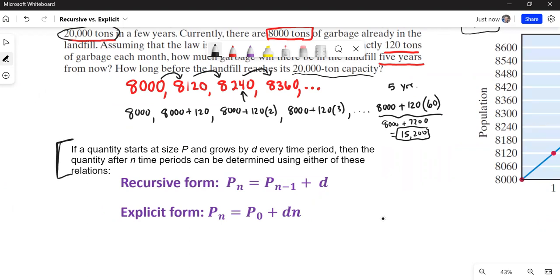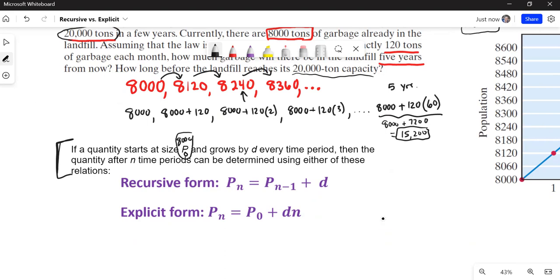He says if a quantity starts at size P naught, I'm going to put the P naught in there, a little 0, and grows by D every time period, then the quantity after N time periods can be determined by using either one of these relations. Now in terms of the problem we just did, if a quantity starts at size P naught, that would be our 8,000. That was our P naught in the problem.